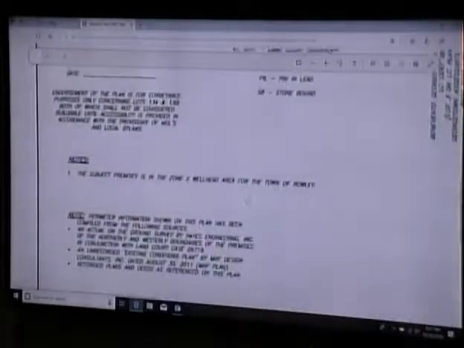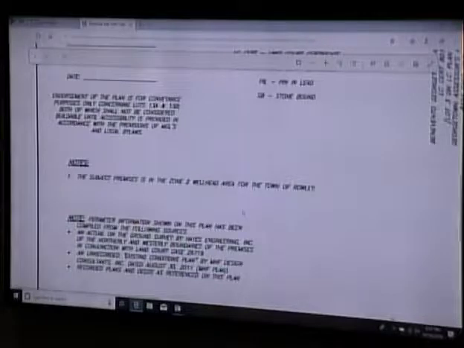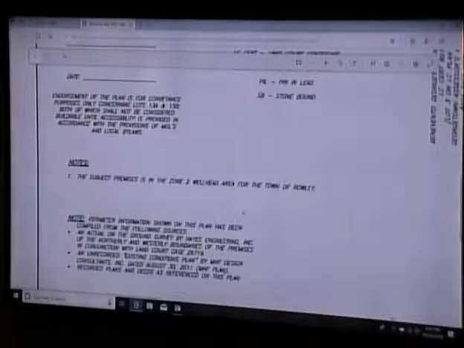And this is the note, working in the interests of the town and working with the surveyor, this is the note we came up with. I'll just blow it up here. I believe this should be sufficient enough when it does go before the planning board. Endorsement of the plan is for conveyance purposes only concerning lots 13A and 13B. What that means is establishing the lots for conveyance, so the town can convey out in accordance with state provisions for selling municipal properties. Two parcels rather than one. The statement goes on, both of which lots shall not be considered buildable until accessibility is provided in accordance with the provisions of the Mass General Laws and local bylaws.